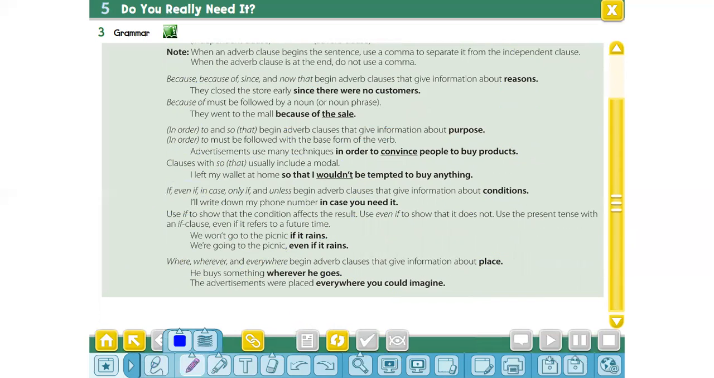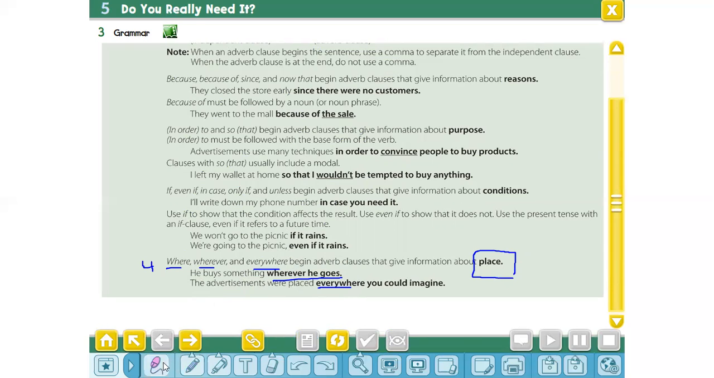The fourth kind of adverb clause gives information about place, like where or wherever or everywhere. These begin adverb clauses that give information about places. For example, he buys something wherever he goes. Wherever he goes. The advertisements were placed everywhere you could imagine.